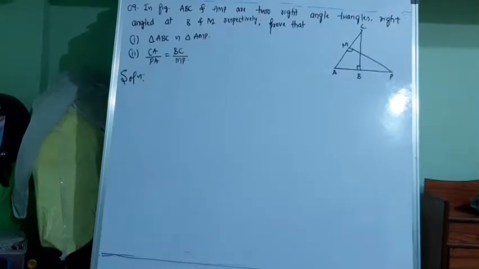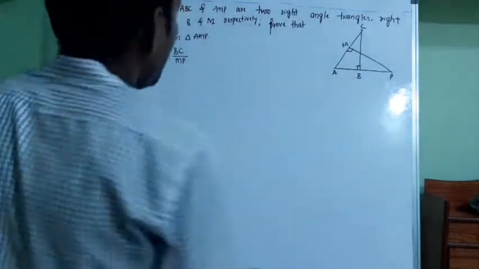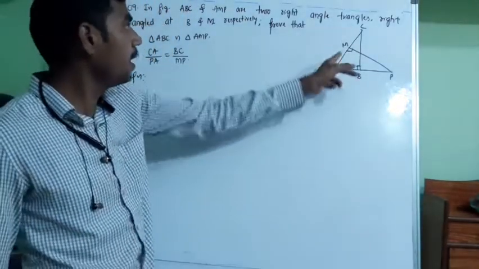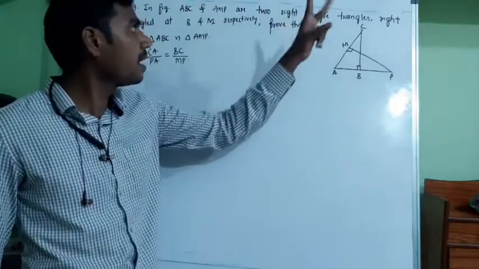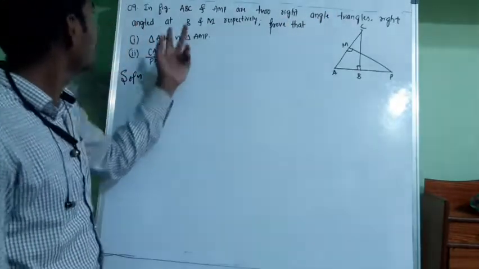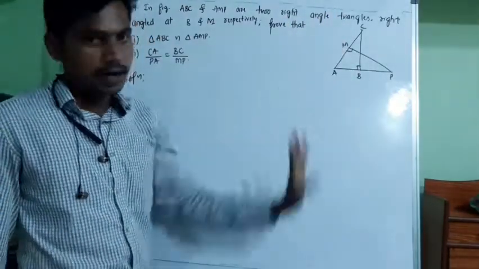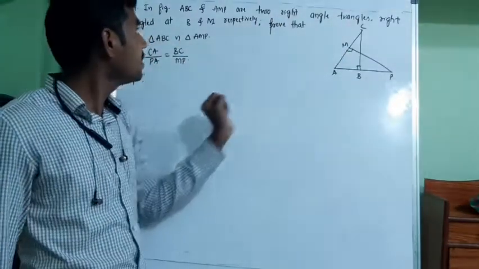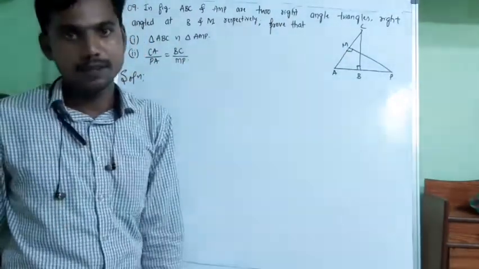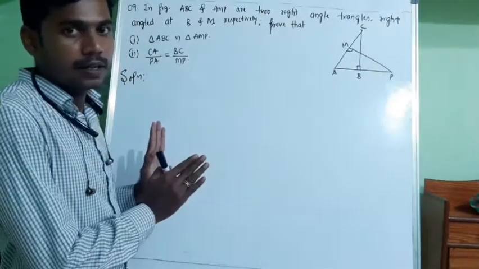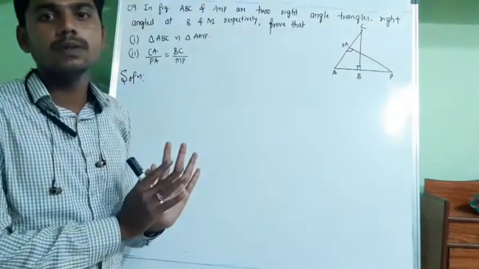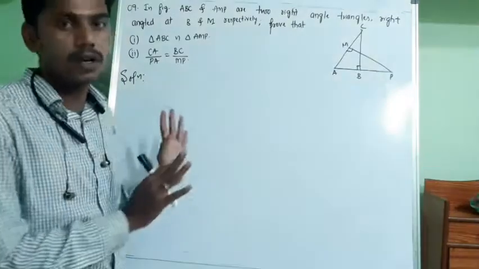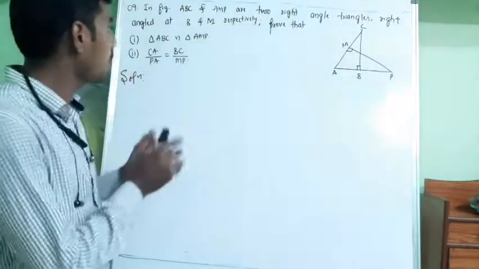Ninth question. In the figure, ABC and AMP are two right angled triangles, right angled at B and right angled at M. Prove that triangle ABC is similar to triangle AMP. So you can stop at this point. It is very much similar to the previous question and you can solve it on your own, or else you can look at the board.